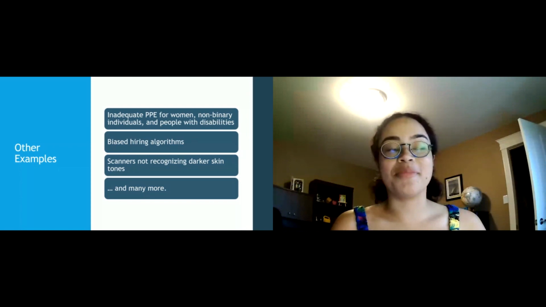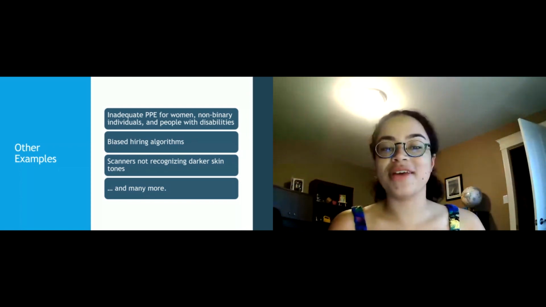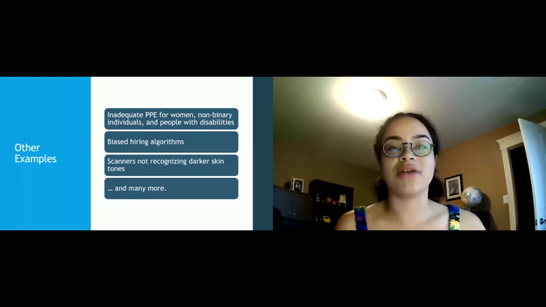A personal example is that a lot of the time when I am traveling with my family, my dad, who has a darker skin tone than I do, his passport isn't actually able to get recognized by the scanner because it can't recognize darker skin tones. Same thing with automatic soap or hand sanitizing dispensers. They often don't work with darker skin tones.